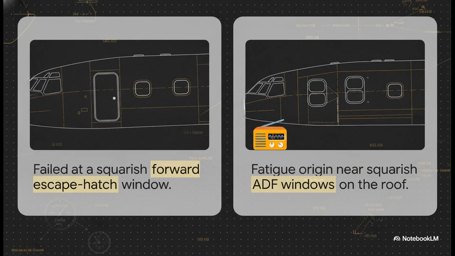When we compare all the forensic findings, a very clear pattern emerges. In the Farnborough water tank test, the fuselage failed at the corner of a squarish forward escape hatch. Meanwhile, when investigators managed the incredibly difficult task of recovering the Elba wreckage from the seafloor, they traced the origin of the fatigue not to a passenger window, but to the area near the squarish ADF windows on the roof of the fuselage, which housed radio navigation equipment. The damaged metal there showed unmistakable evidence of fatigue.